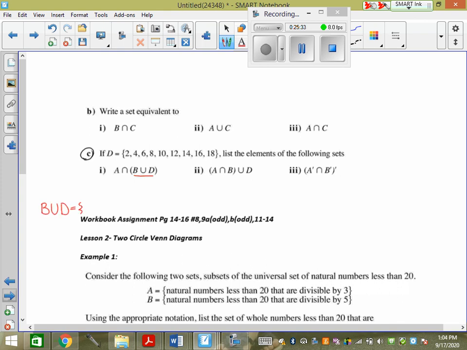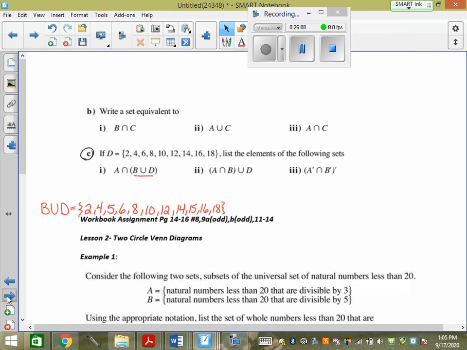What's in B or in D? D is here: 2, 4, 6, 8, 10, 12, 14, 16, 18. B has 5, 10, 15, I believe. So what's in B or D? 2, 4, 5, 6, 8, 10, 12, 14, 15, 16, 18. So when we finish that, we do the bracket off to the side.